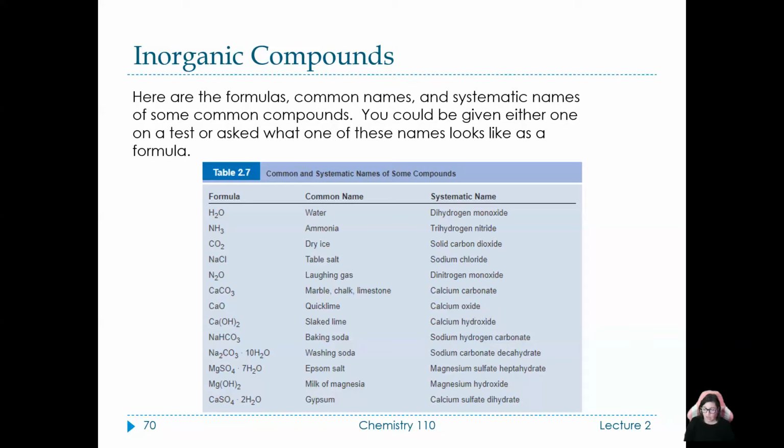Ca(OH)2 is slaked lime, calcium hydroxide. NaHCO3 is baking soda, sodium hydrogen carbonate. Na2CO3·10H2O is washing soda, sodium carbonate decahydrate. MgSO4·7H2O is Epsom salt, magnesium sulfate heptahydrate. Mg(OH)2 is milk of magnesia, magnesium hydroxide. And CaSO4·2H2O is gypsum, calcium sulfate dihydrate.